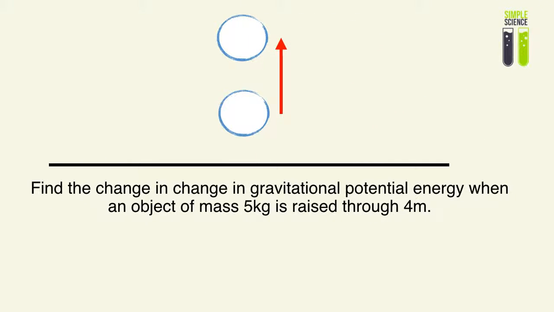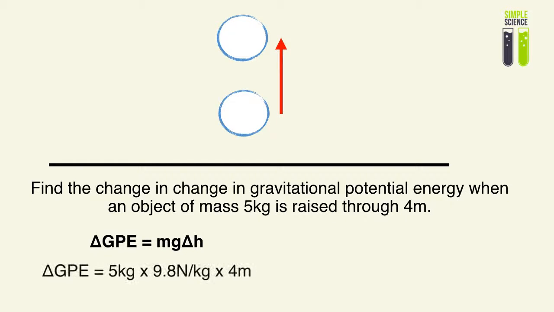Now find the change in the gravitational potential energy when an object of mass 5 kilograms is raised through 4 meters. As we know, the change in gravitational potential energy is equal to mass multiplied by gravitational field strength multiplied by the change in height. And that is equal to 5 multiplied by 9.8 newtons per kilogram multiplied by 4. Gives us the answer. Brilliant.